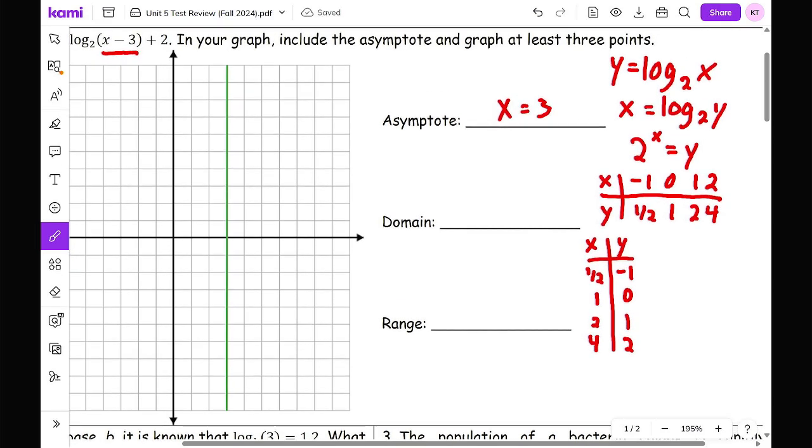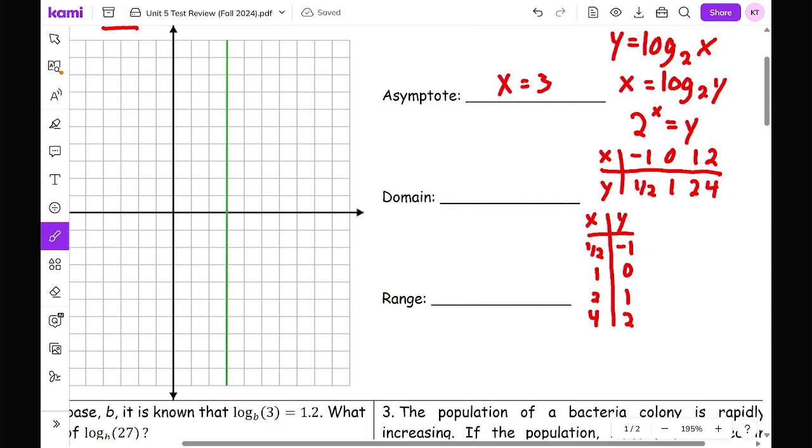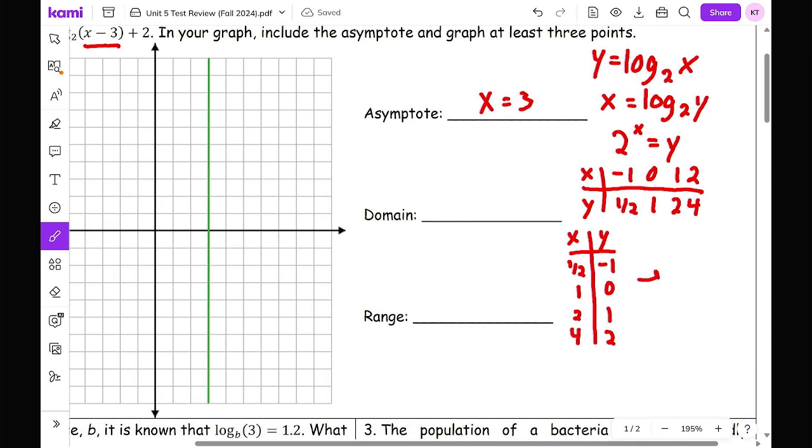And then now I'm going to bring back in my transformations from earlier. So a horizontal shift to the right 3, I'm just going to add 3 to all of my x values. So by doing that, that will be 3.5, 4, 5, and 7. And then for all of my y values, I'll apply my vertical shift up 2. So I'll add 2 to all my y values, which will be 1, 2, 3, and 4.